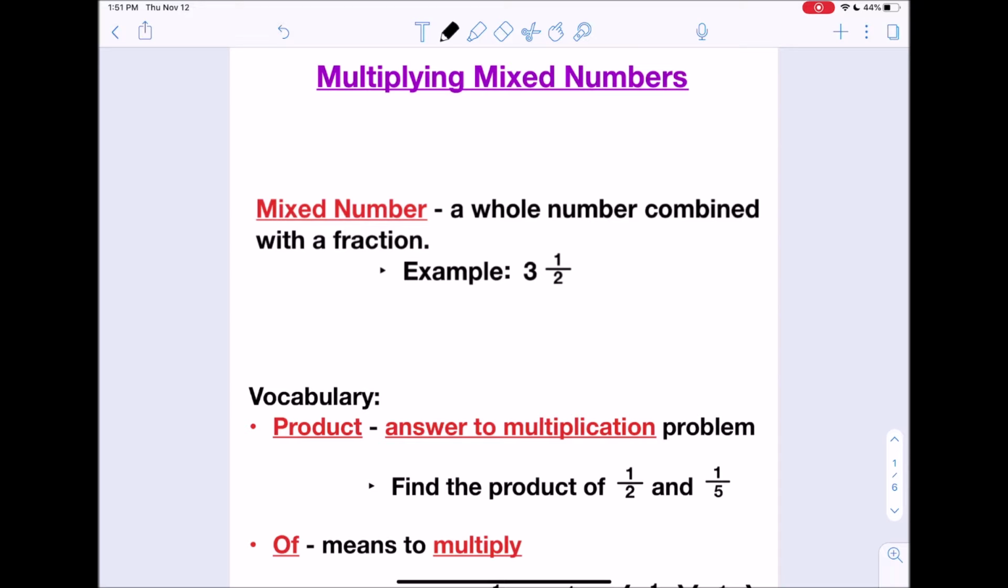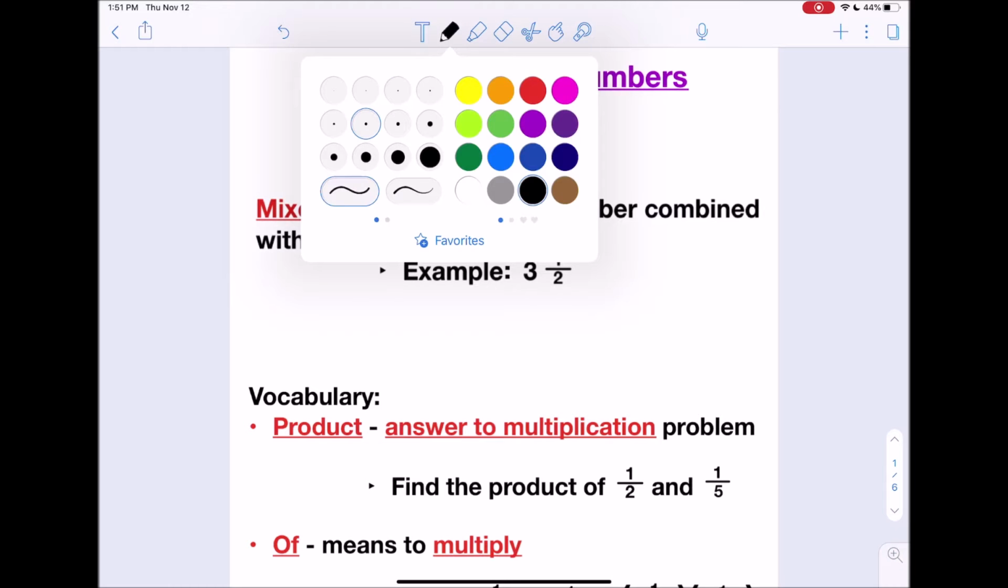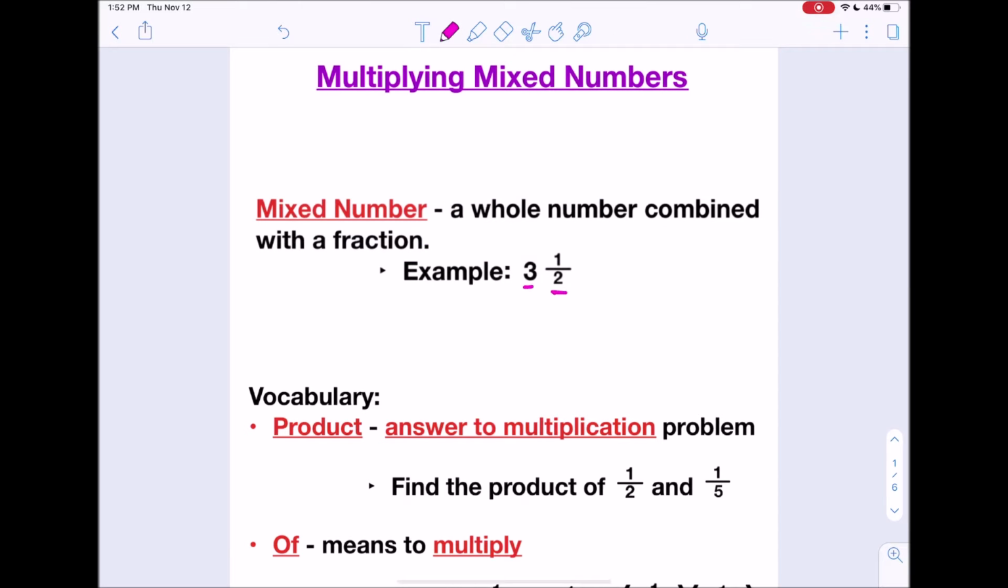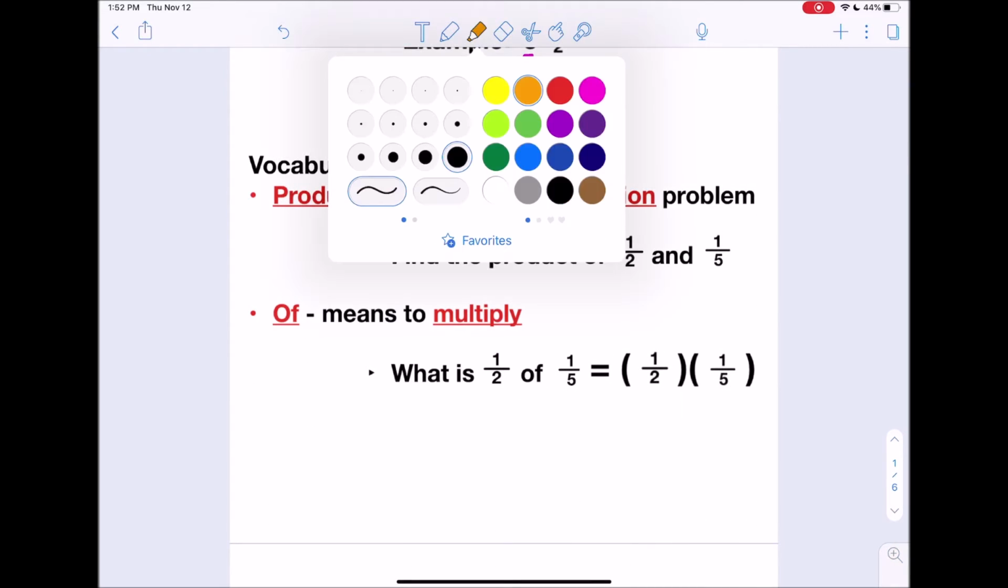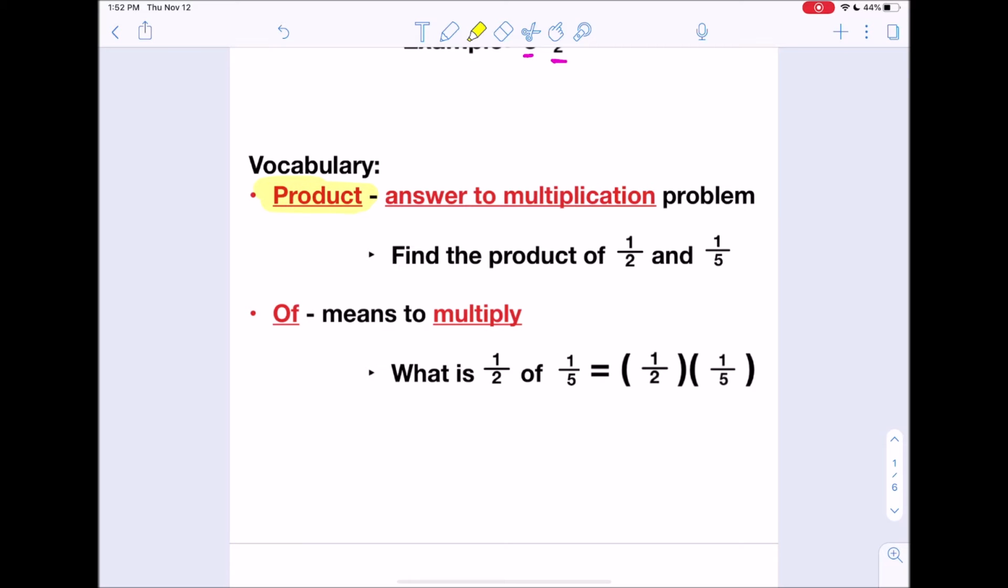So before we begin, there's some vocab we need to go over. First off, what is a mixed number? Well, a mixed number is a whole number combined with a fraction. So for example, we have 3 1/2. We have a whole number and a fraction together. Okay, 3 1/2.